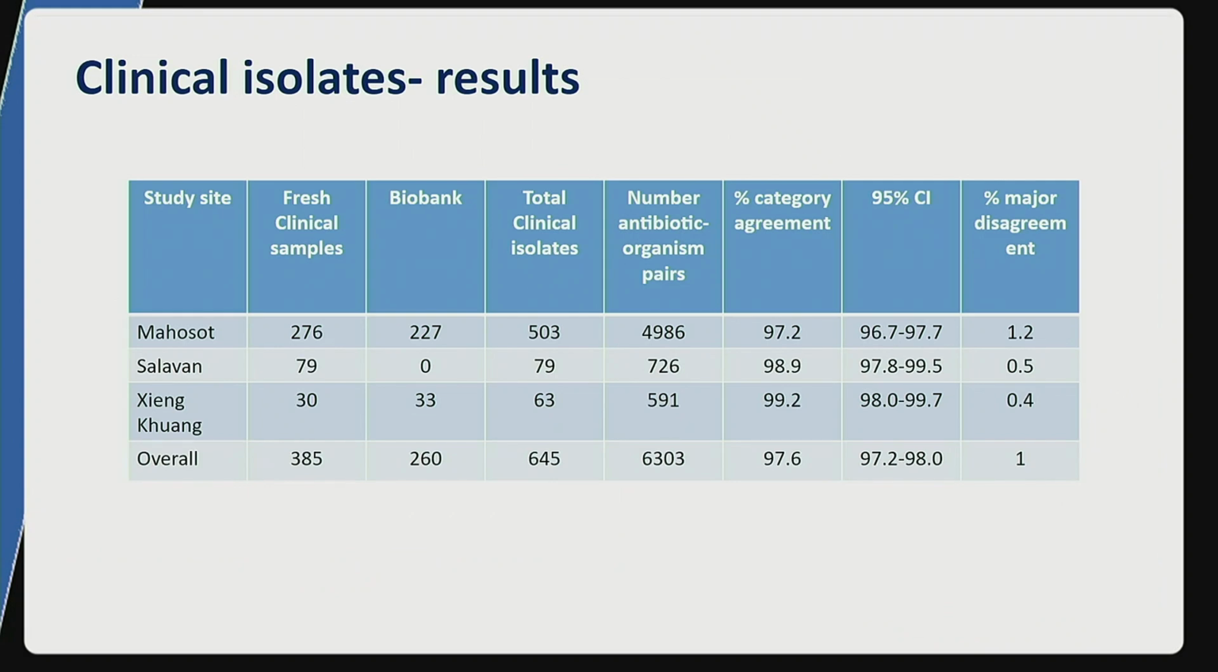For the clinical isolates, there were a total of 645 clinical isolates enrolled. The sample size was reached for 15 target WHO priority pathogens, and category agreement was high for all sites, and there were no very major disagreements seen. For EU regulations, category agreement needs to be above 90% and major disagreement below 3%. Next slide.